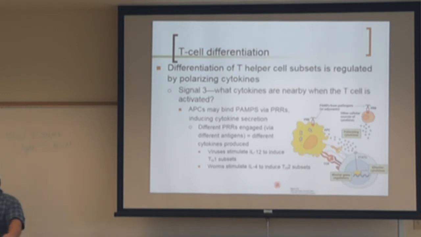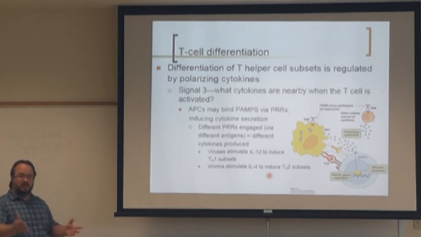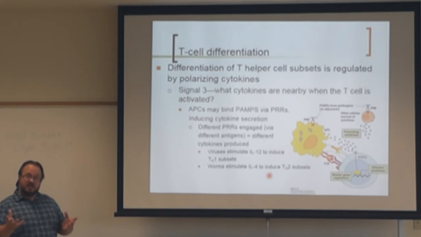So, I still don't get why you attack the worm with Th2? Because helper cells are going to help B cells, right? Yeah. We don't need cytotoxic T cells because we don't have cells that are infected that need to be killed. We have a whole worm that we need to kill, and we're not going to be able to kill it with a cytotoxic T cell.